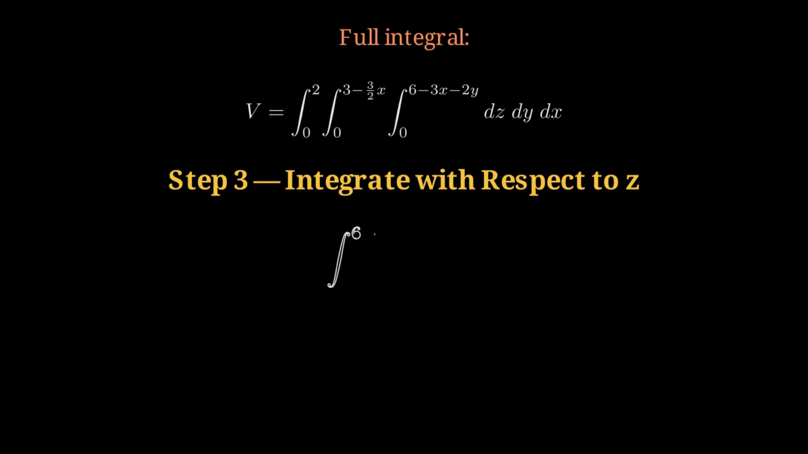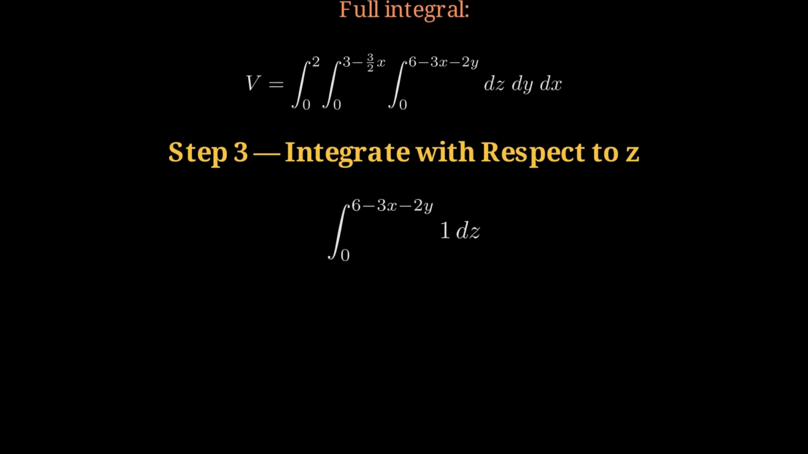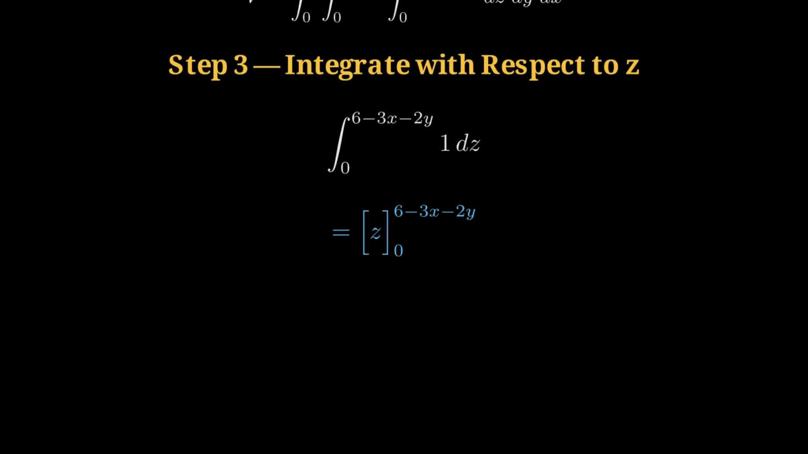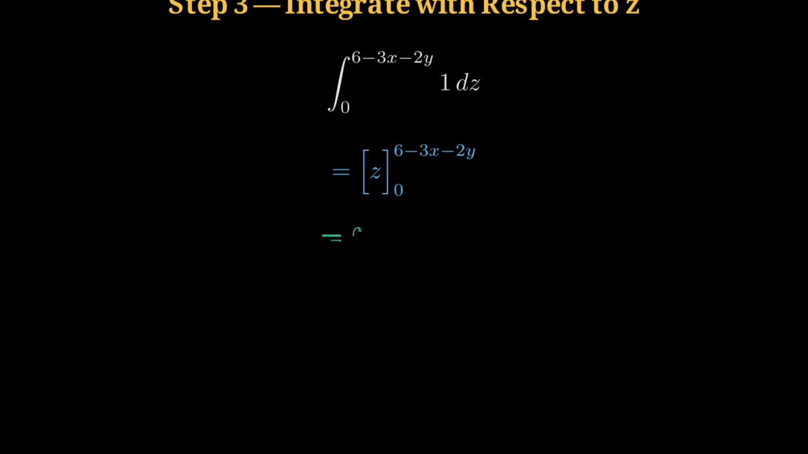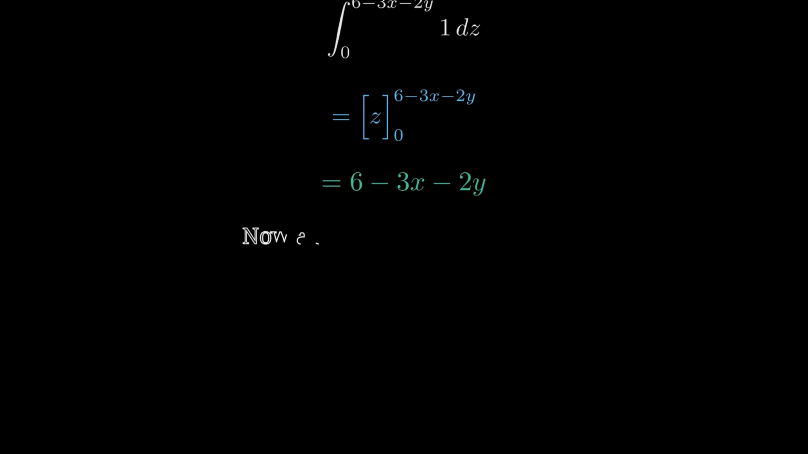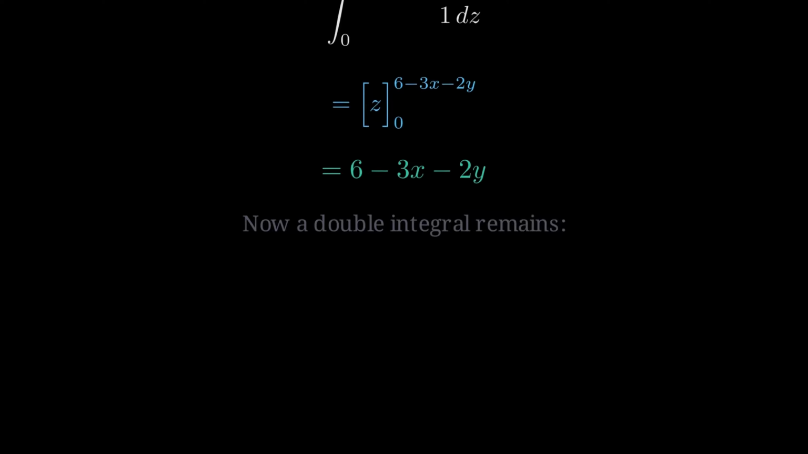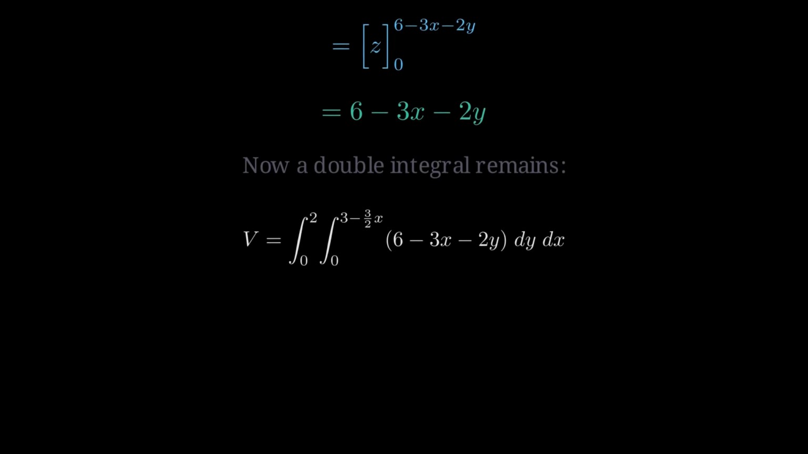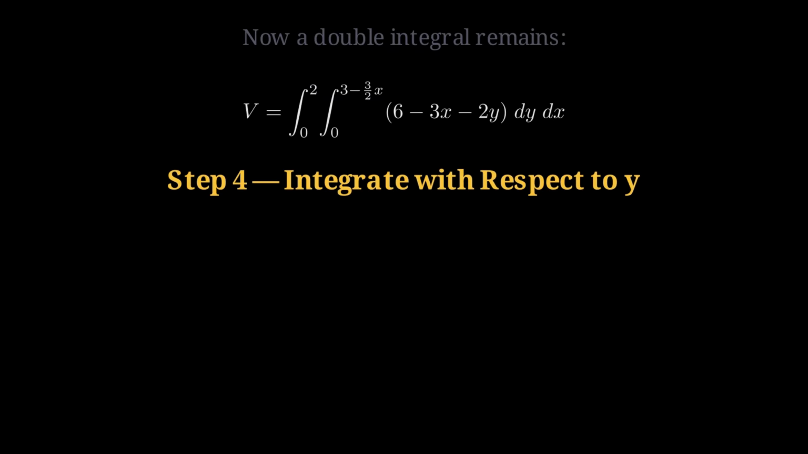Inner integral first with respect to z. Integrating 1 gives z. Evaluate at the limits. Result, 6 minus 3x minus 2y. That's the height of the shape at any point (x, y). So now, the triple integral becomes a double integral. 1 dimension is gone. 2 more to go.